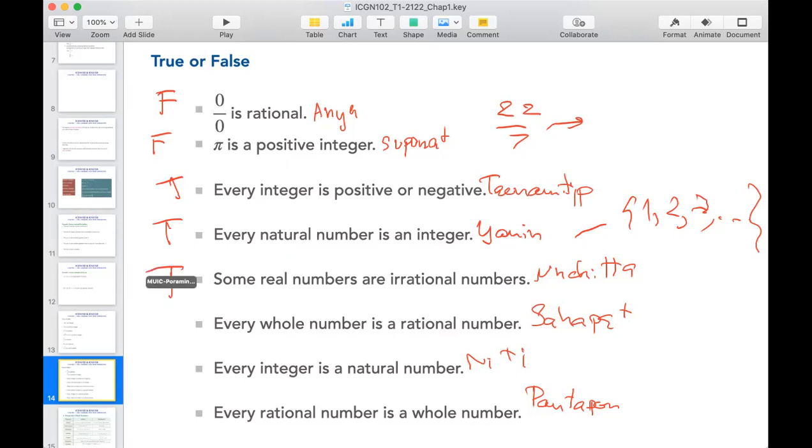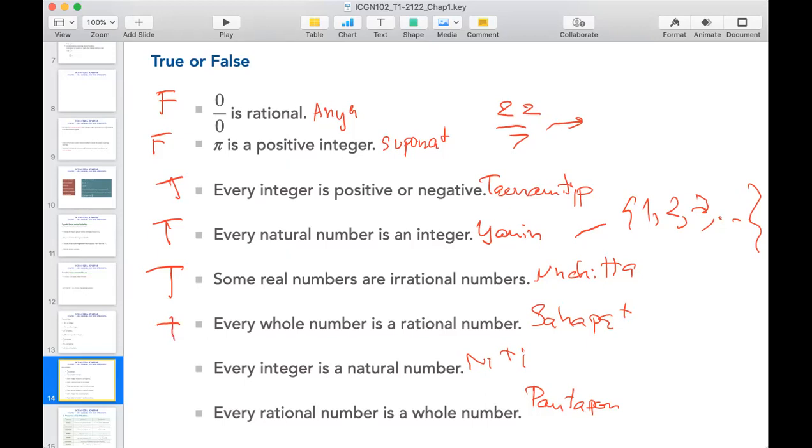Next. True. Why is that? Because it can be written as a fraction, or a quotient, right? That's right, every whole number is a rational number. Okay, that's correct. Next.